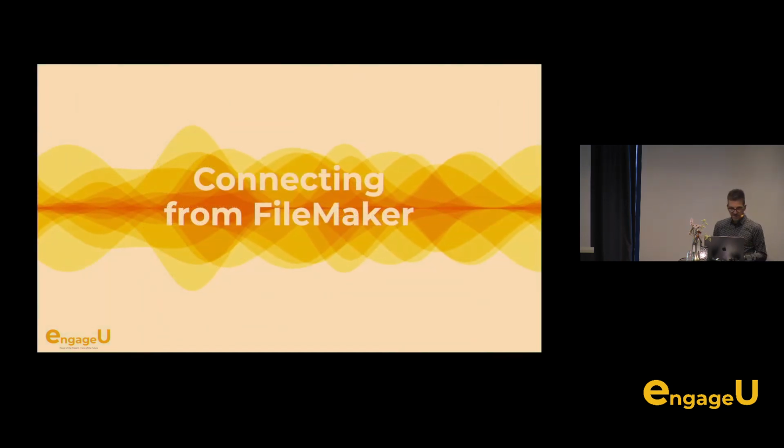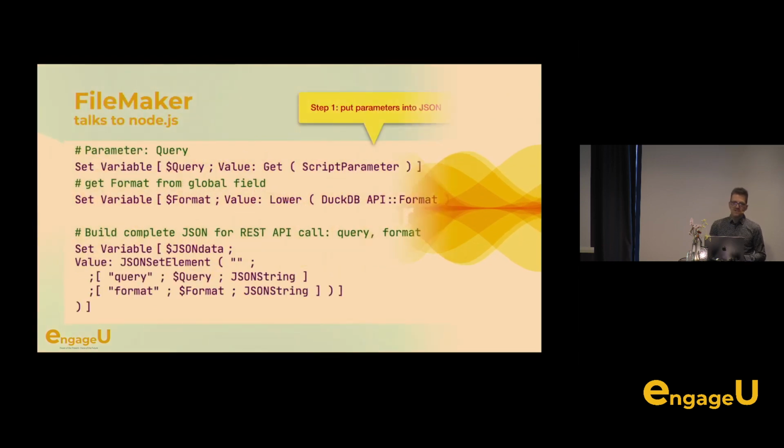I explain in short how it works from the FileMaker side. It's just one simple script to get the parameter. The parameter is the text of the SQL query we want to send over to DuckDB. Then we have a second parameter for the format, because I thought it would be nicer if this REST API from Node.js can provide other formats as well, so we can get text or JSON or HTML or formatted HTML.